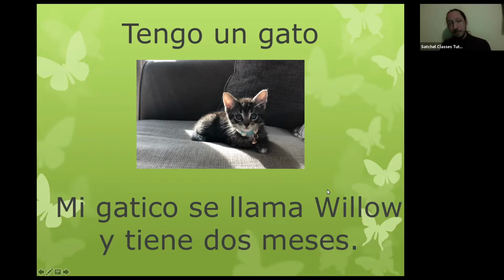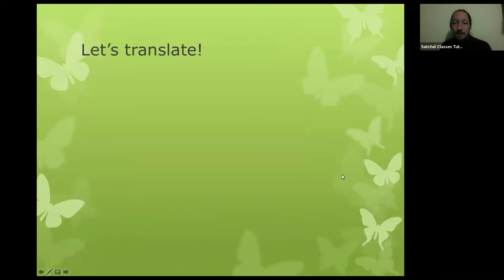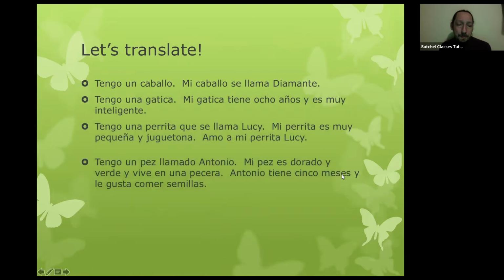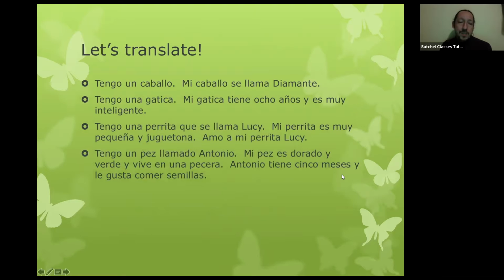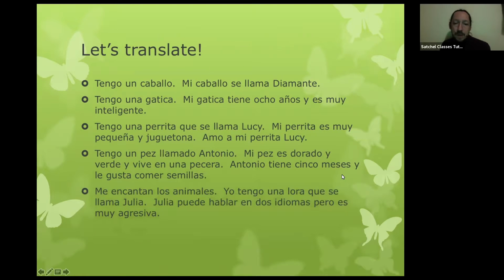And you see, I'm using more sentences and more phrases and words that we learned earlier. So we have adjectives, we can use names, but we can also say how old our cat or our pet is. So let's translate some sentences. I'm going to show you some sentences here, and I would like you to translate them into English. So I have these 5 sentences.